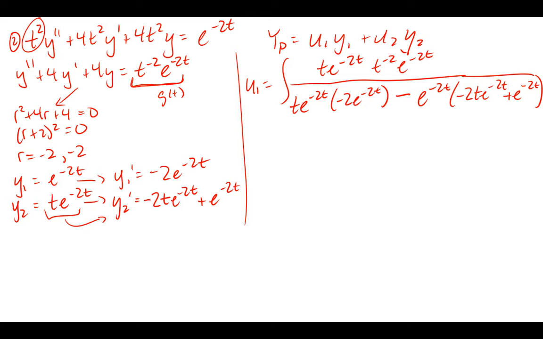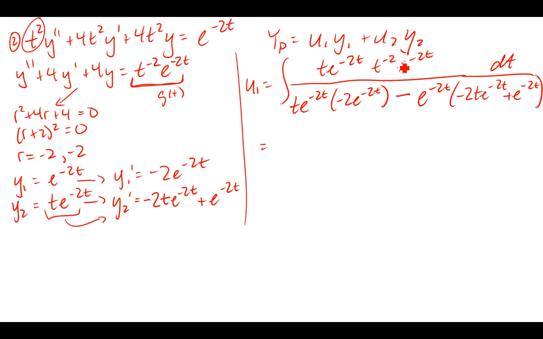All right, so this is looking quite awful. But let's see if I can do a little bit of simplifying. So for sure, if I look at the numerator here, I have t and t to the negative 2. Well, that's t to the negative 1. And elsewhere, I have e to the negative 4t.